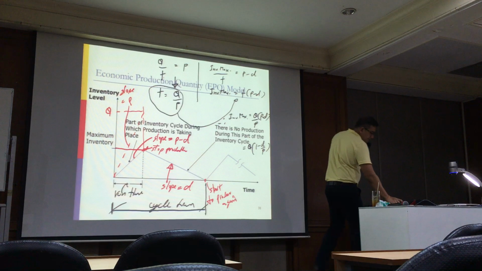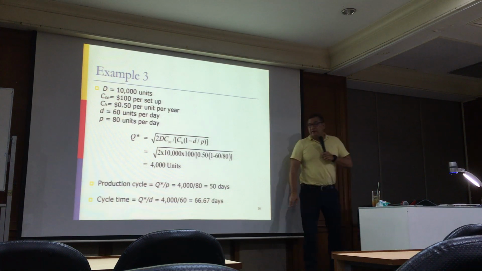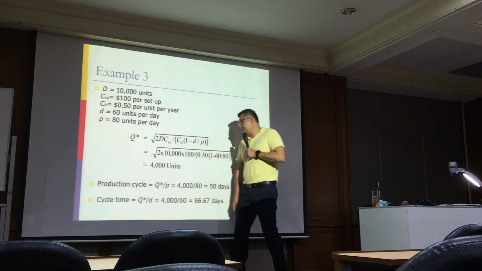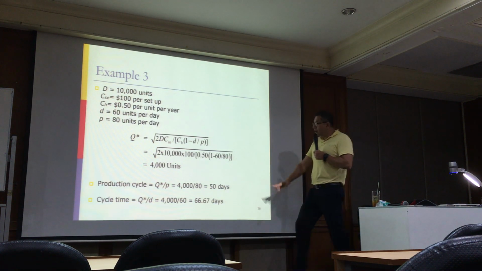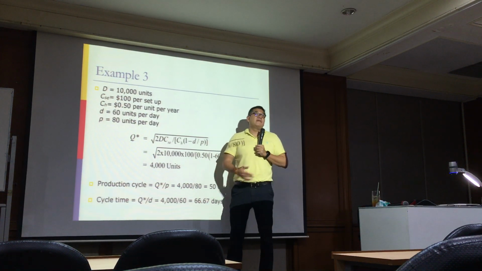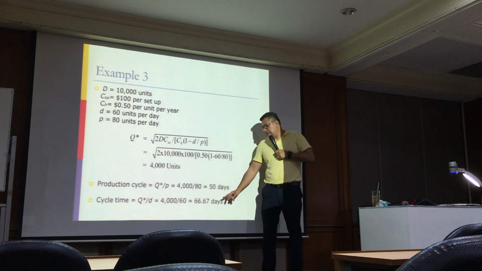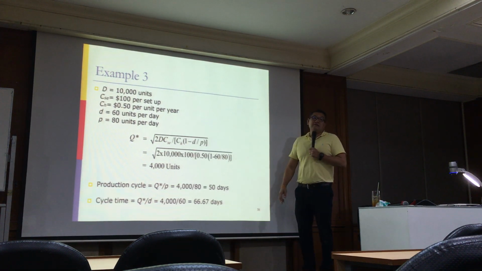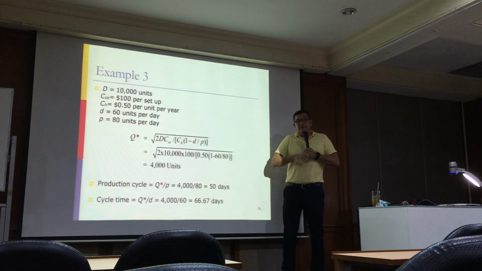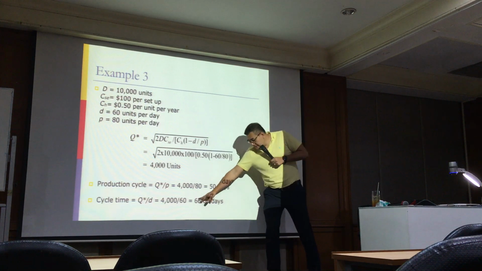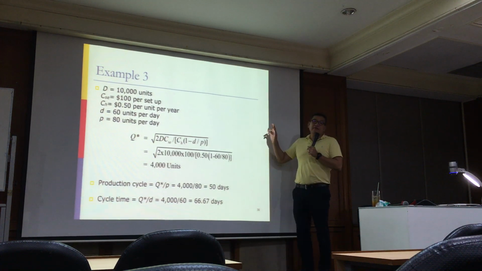So from 4,000, if we divide it by the demand rate, 60 in this case, it's going to take 66.67 days to use all the 4,000 to serve the demand. So it means that every 66.67 days, we need to make the production again because we don't have any more. Because 4,000 units per batch, serving the demand of 60 units per day for 66.67 days, and then we don't have any more inventory. We need to make the production again.